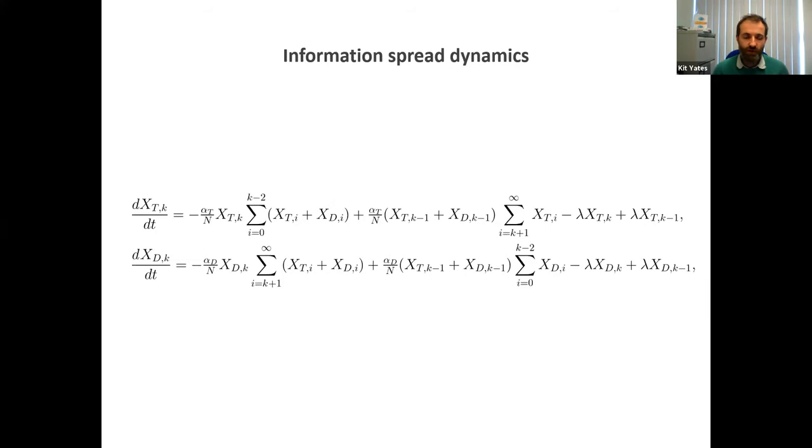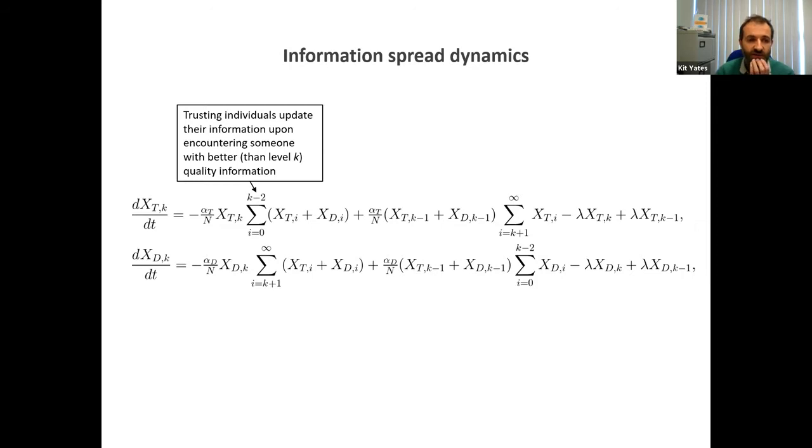We can write down ordinary differential equations to describe this. Again, this looks complicated. Don't worry too much about it. It's in the paper, but I'll just describe the rate of change of trusting and distrusting individuals at level K. So this is just the information spread dynamics. This first term is trusting individuals updating their information when they encounter someone with better quality of information. So we sum over all the other individuals at level zero to K minus two. They can leave that state K by getting better quality information, or we can have individuals at any level which is higher than K meeting with individuals at level K minus one and entering information state K.